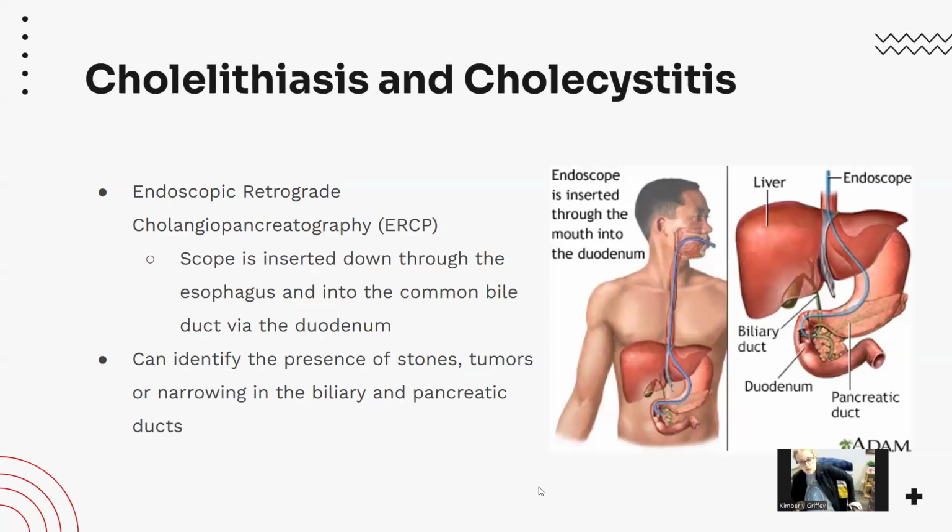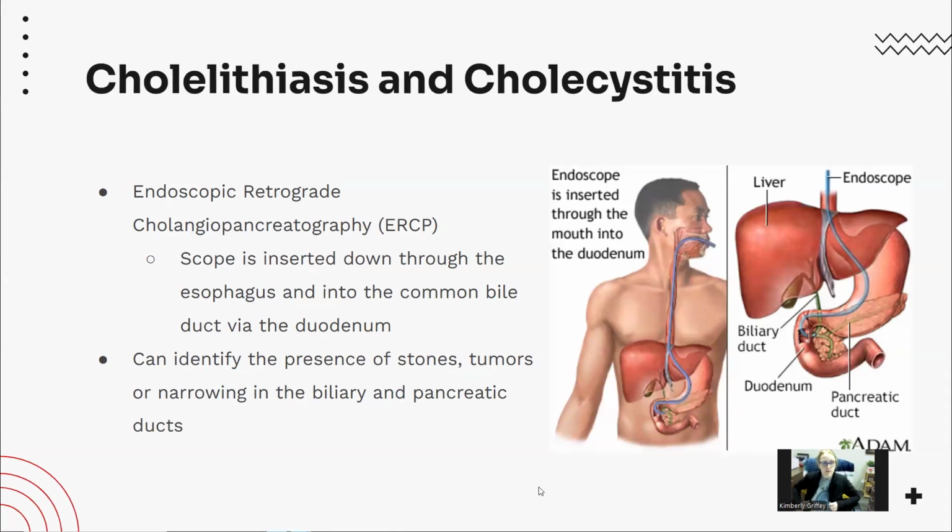And then, if you guys remember, day one, we talked about ERCPs, or endoscopic retrograde cholangiopancreatographies. This is that scope that's inserted down through the esophagus and into the common bile duct via the duodenum. It can identify the presence of stones, tumors, or narrowing in the biliary and pancreatic ducts.